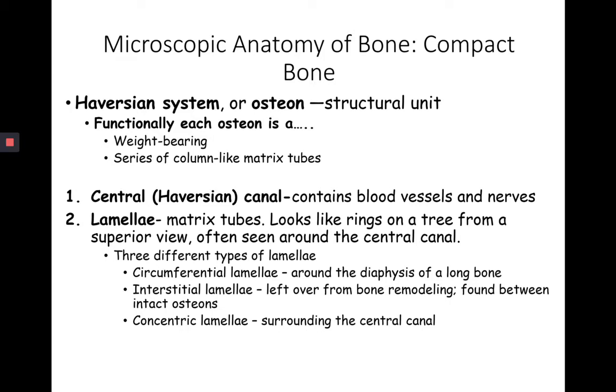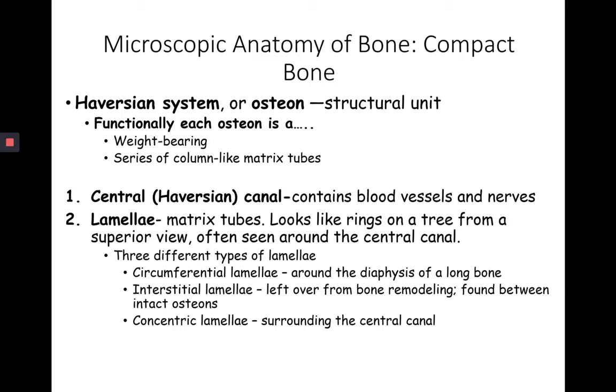Then you have multiple matrix tubes that make up a singular osteon, and those are called lamella. Where the lamella are adjacent, that's where you would find the lacunae that contain mature bone cells called osteocytes. And there's three different types of lamellae. The ones we're talking about making up the osteon are called concentric lamellae. So they surround the central canal.